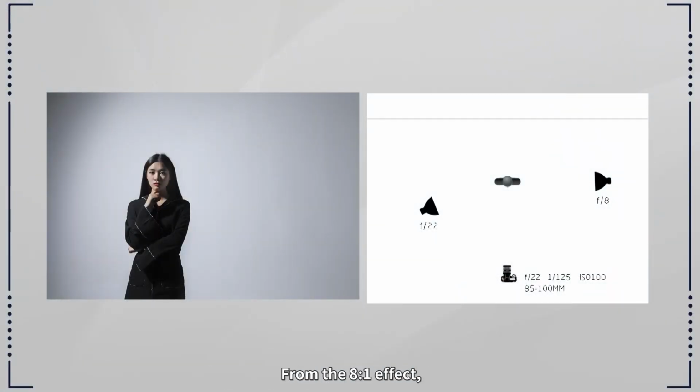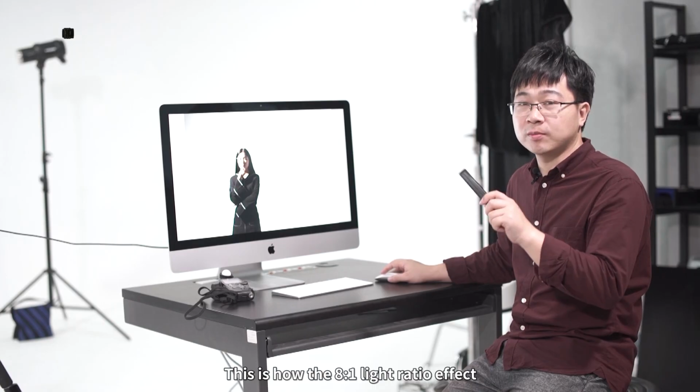From the 8:1 effect, we can see that the light and shade contrast on the photo is being gradually intensified. The left of her face is in shade. But the 8:1 light ratio is not enough to achieve a complete dark shade. There are still a series of details for us to feel it. This is how the 8:1 light ratio effect looks like in the photo.